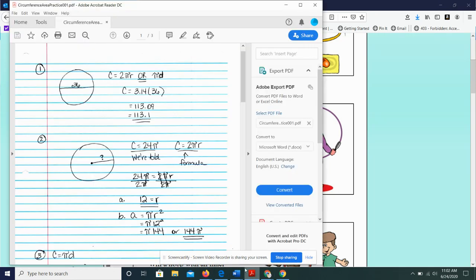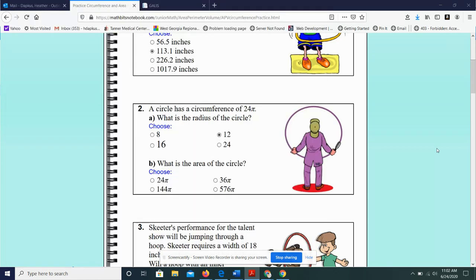Now they want to know what the area of that same circle is. Since we know the radius is 12, we just plug it into the formula for the area of a circle, which is pi r squared. Pi times 12 squared. 12 squared just means 12 times 12. That's 144. So our answer is 144 times pi. And that is correct.